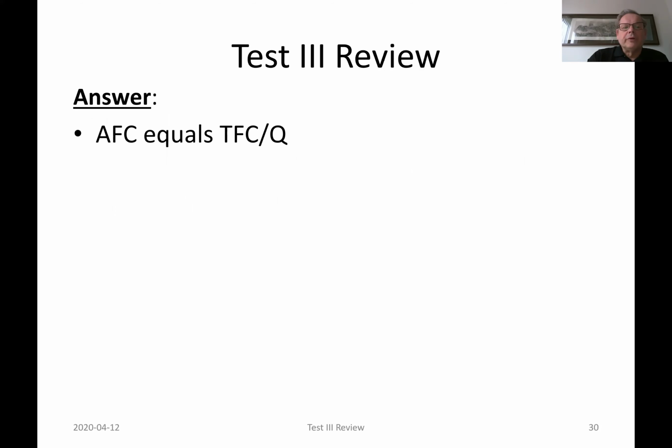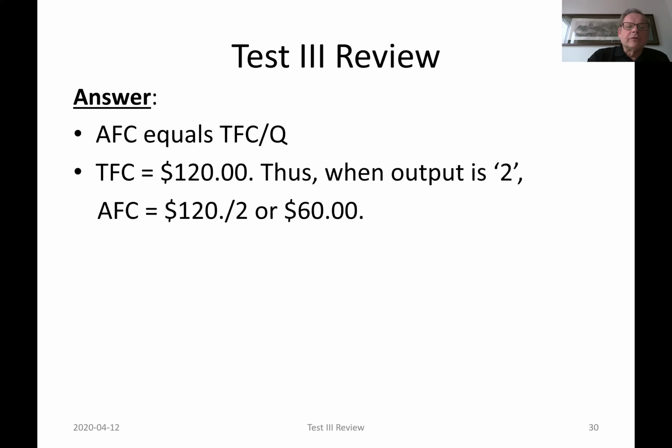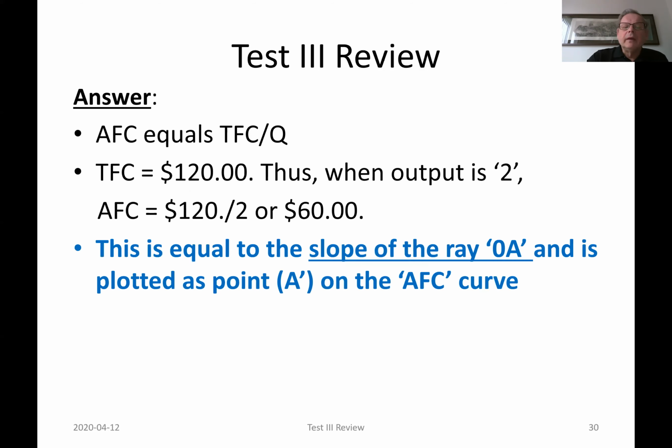So this is the algebraic equation. Average fixed cost is equal to your total fixed cost divided by quantity. We have our total fixed cost as 120. If we're doing it for 2 outputs, then our average fixed cost is 120 divided by 2, which is $60. This is equal to the slope of the ray from the origin 0 to point A. So the ray is 0A and is plotted at A prime on the average fixed cost curve that will come up shortly.